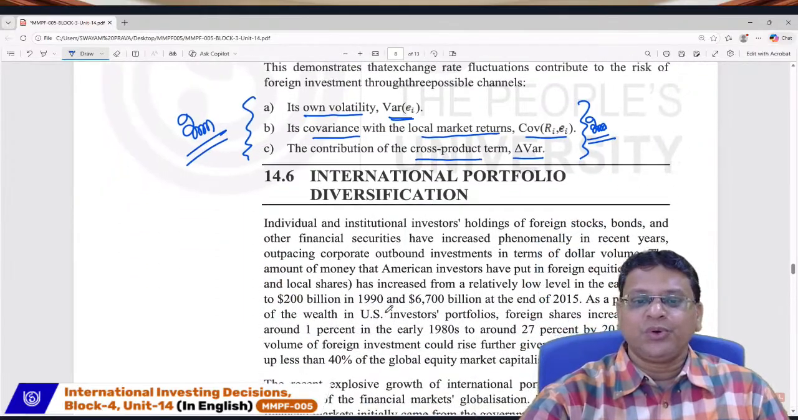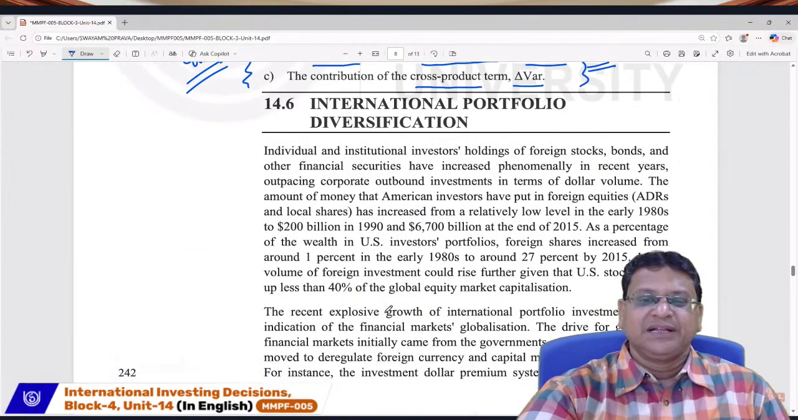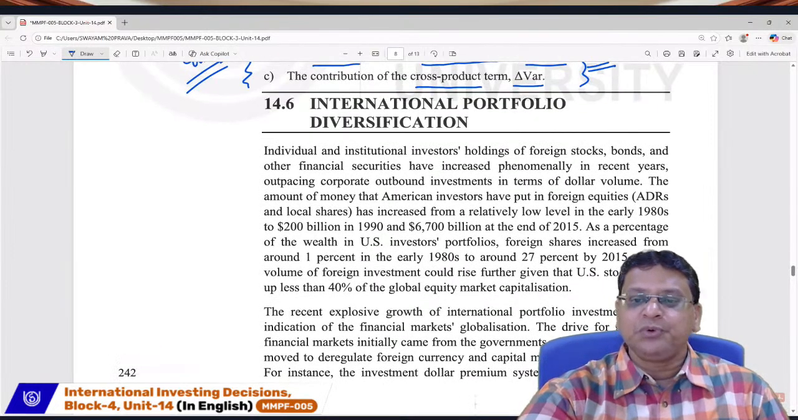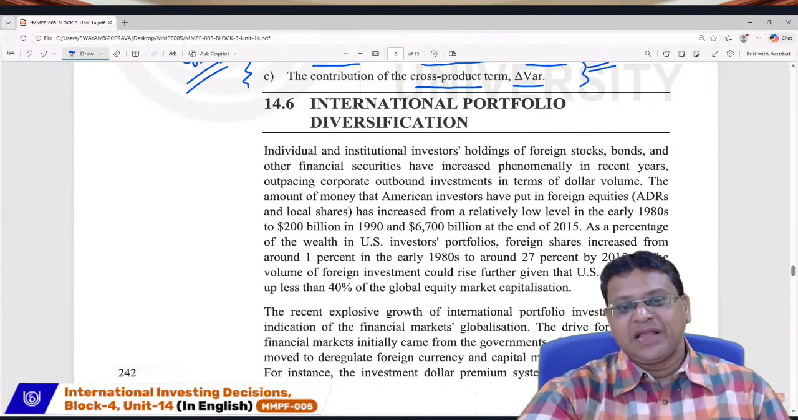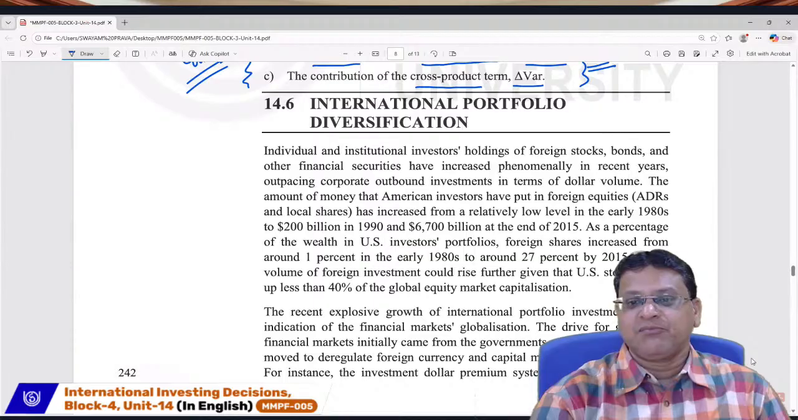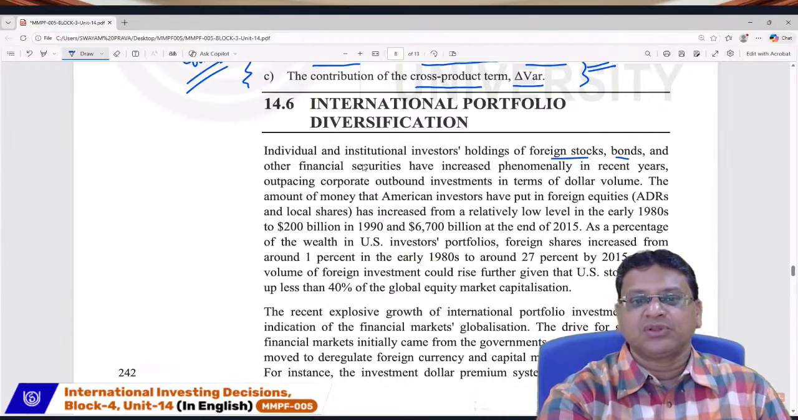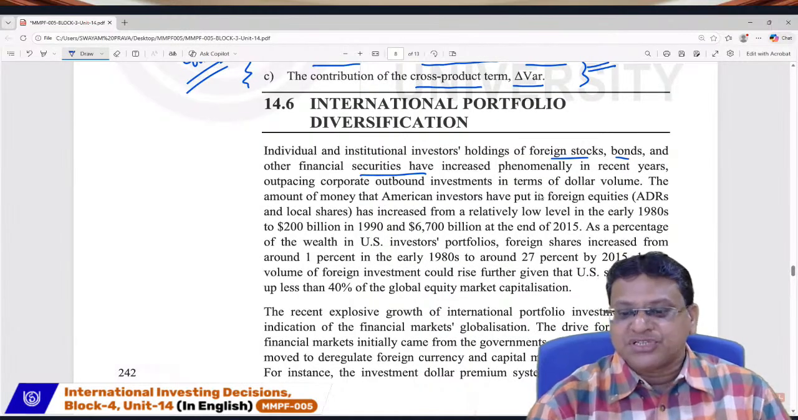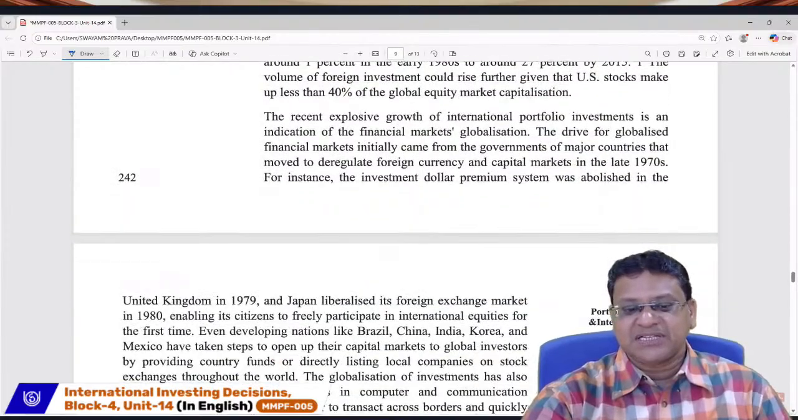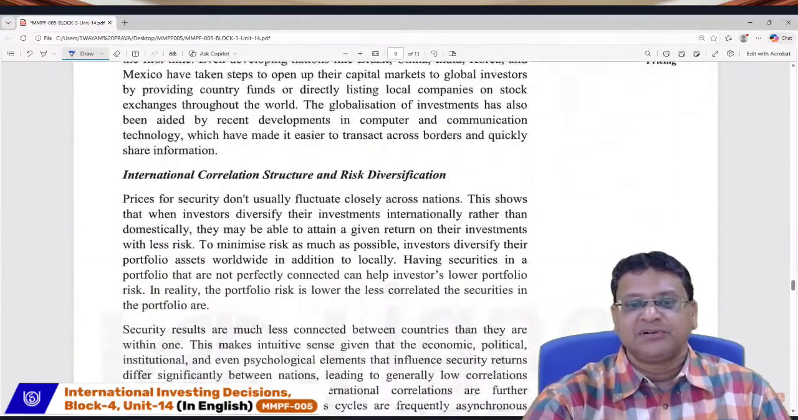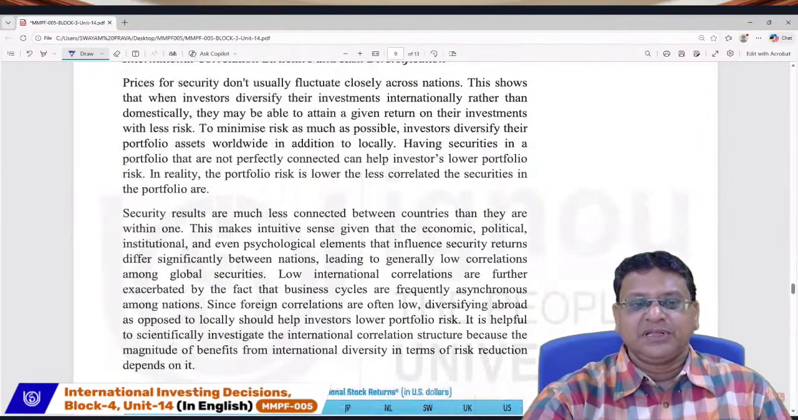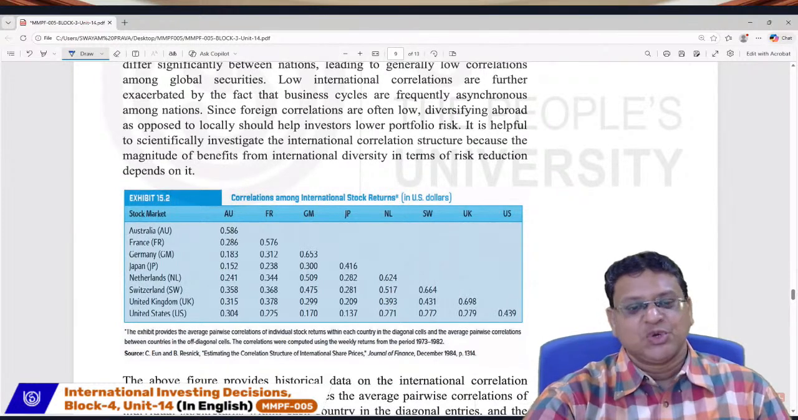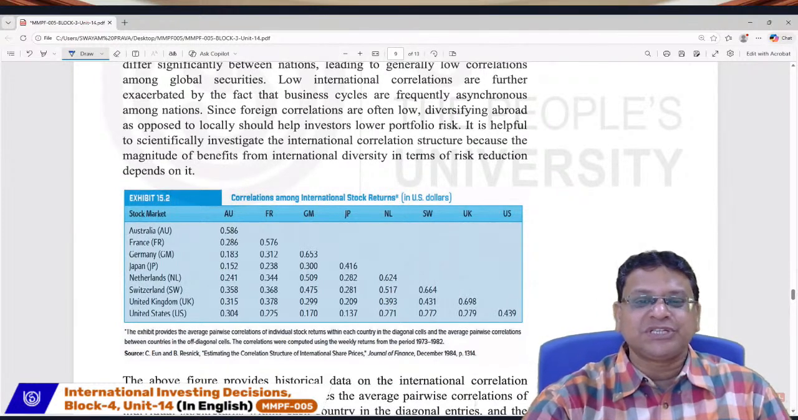Next, international portfolio diversification. We know that normally people diversify their portfolio to reduce the risk. Now, international investors holding foreign stock, bonds, and other financial securities are interested in international diversification. And this international diversification is possible when you invest in different markets which are not correlated to each other.